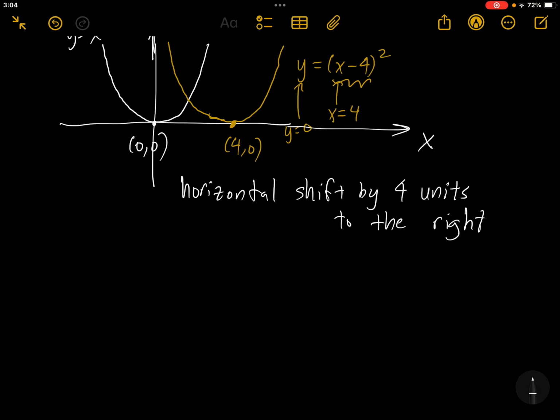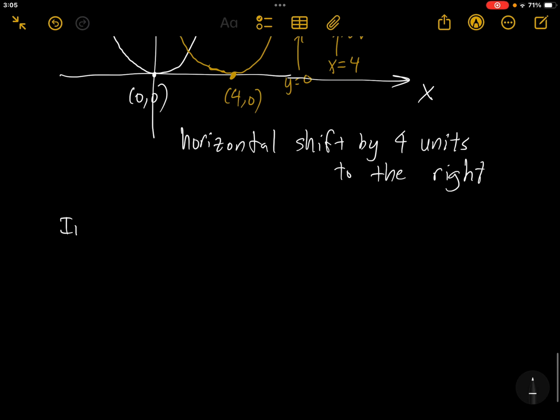So the way to think about why you shift 4 units to the right is to think about what happens if you have a y value like 16, and then solve for x when it's y equals x squared, and then when it's y equals (x minus h) squared. And you'll see that you end up having to add h to the value of x to make the points match up.